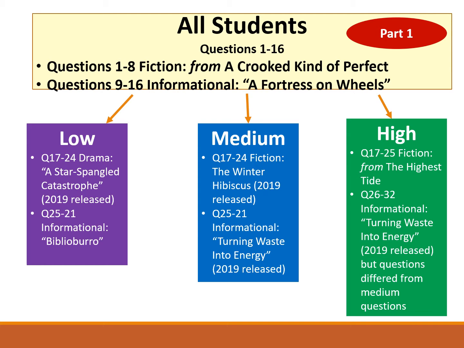For the medium route, students also received a fiction piece, The Winter Hibiscus, which those of you who are seasoned 7th grade teachers may find familiar, and that is because it's a 2019 release selection. And then they also got an informational selection, Turning Waste into Energy, and this one too may be familiar to you 7th grade teachers because it too was a 2019 release selection. Students routed into the high area also received a fiction piece titled From the Highest Tide and got the same informational piece that students in the medium route got, Turning Waste into Energy. The only difference was that the questions differed from the medium questions.